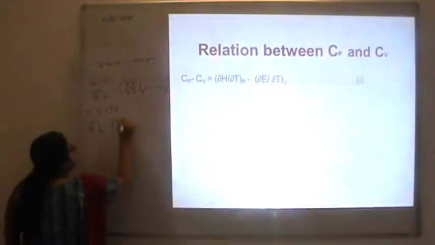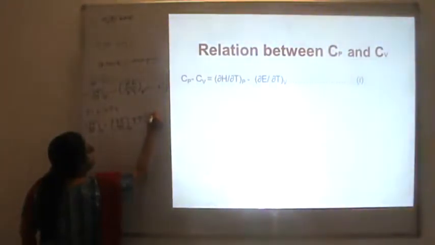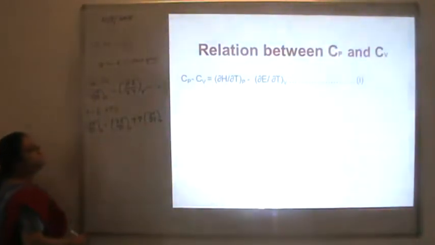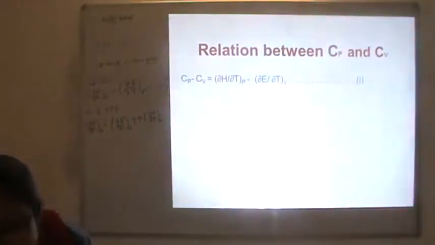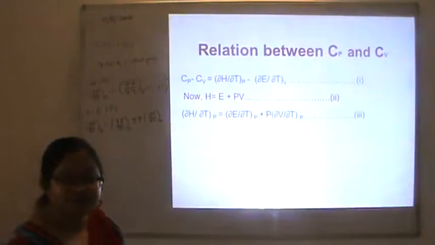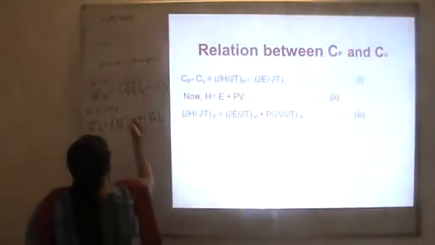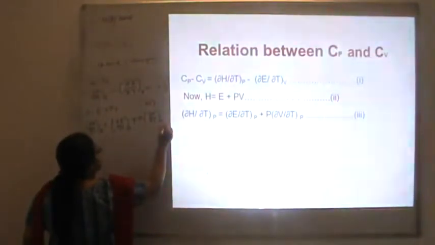Del E by del T at constant P plus P del V by del T at constant P. This is the thing. This is equation 2. This is equation 3.